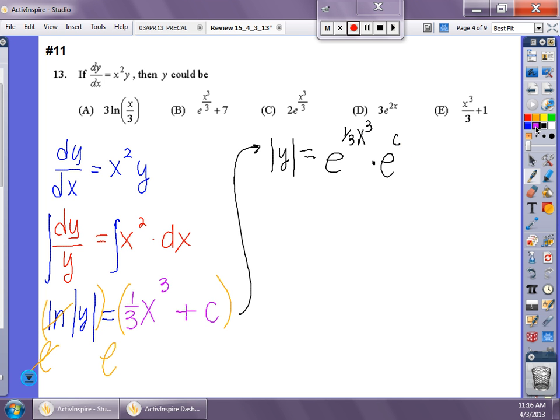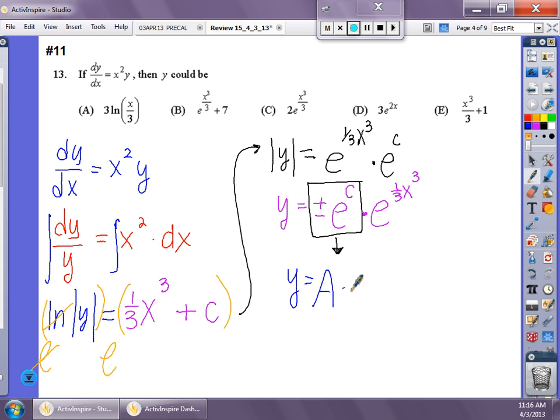Thank you. Now, if I want to just get rid of the absolute value, Ramsey, what should I do? Add plus or minus. I'm going to reorder my information here. I'm going to put that in front first, and then e to the 1/3 x cubed. Now that I have this whole thing all together, Annie, what should I call that instead? A. Now that I have that, what's your actual answer? C. Yeah. Awesome.